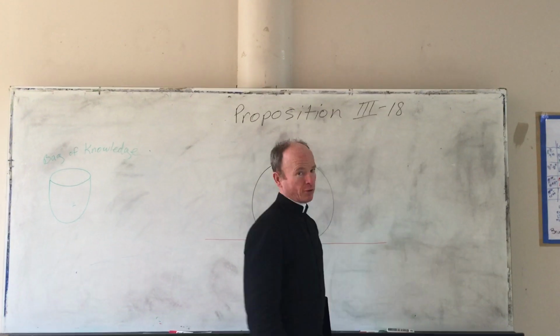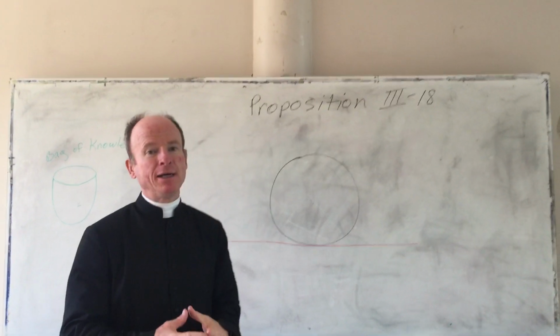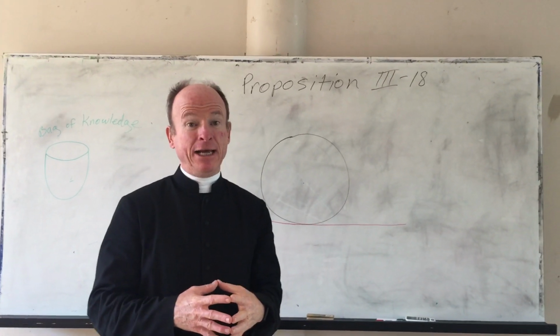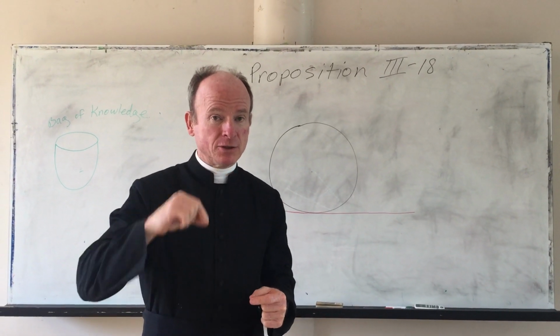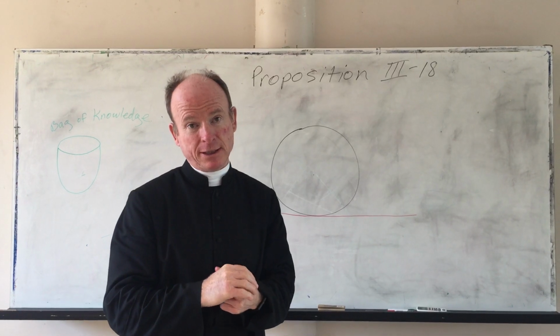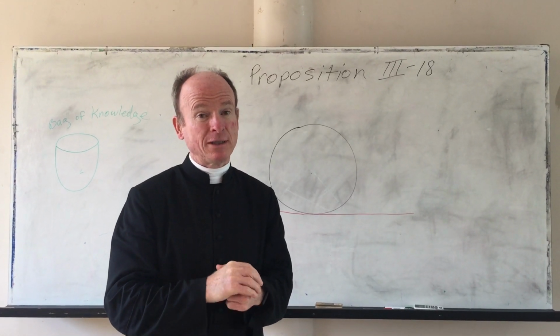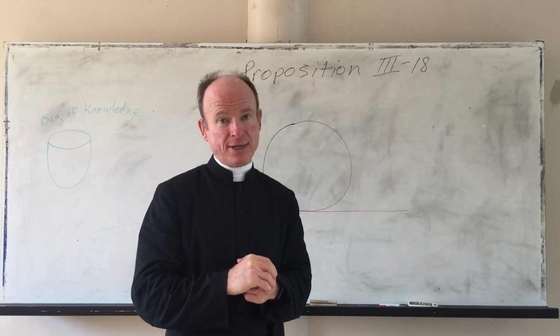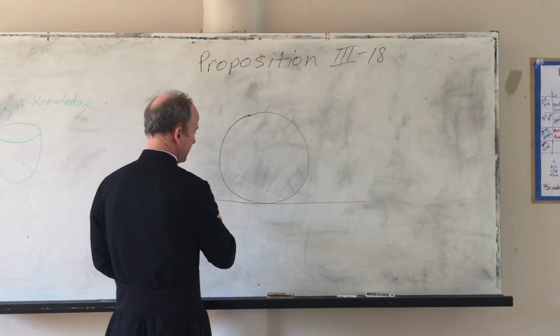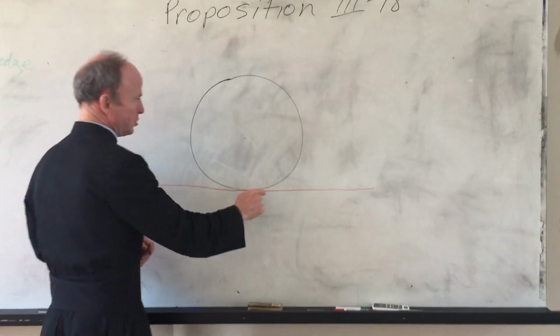Book 3, Proposition 18. If a straight line touches a circle, and from the center of that circle a line be drawn to the point of contact where the straight line touches the circle, that straight line so drawn will be at right angles to the tangent. Remember, we use that word tangent for a straight line which touches a circle.